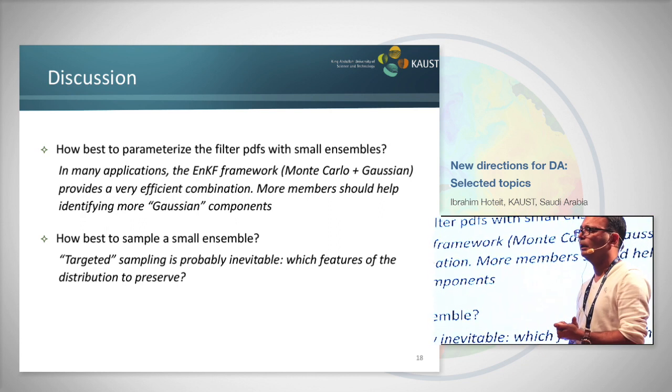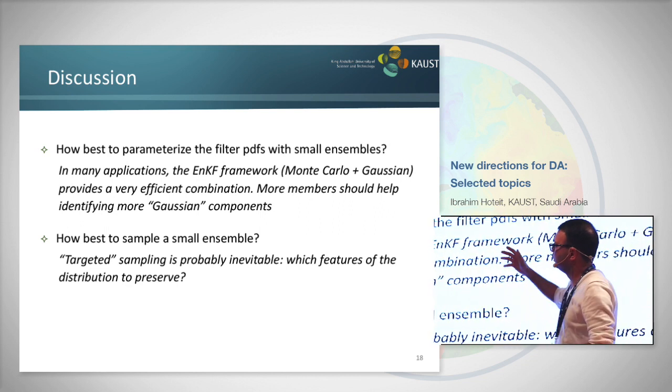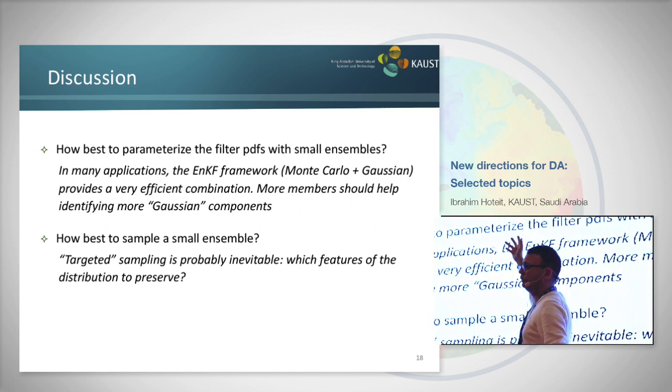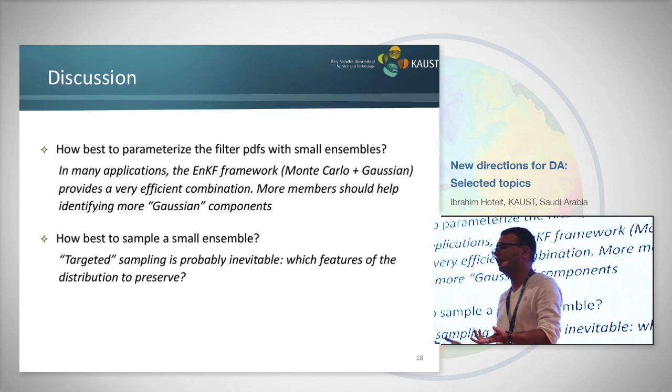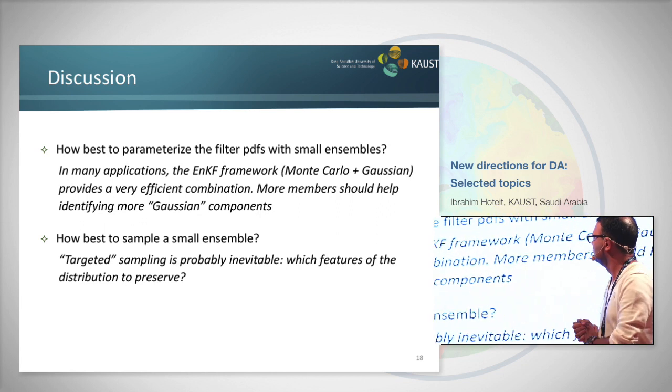If you want to implement a non-Gaussian filtering, there are two things, in my opinion, that we need to be careful about. You want to parameterize the probability distribution, and you have to be really pragmatic. If you have 100 members, don't think you will be able to represent the whole PDF. I don't see how.